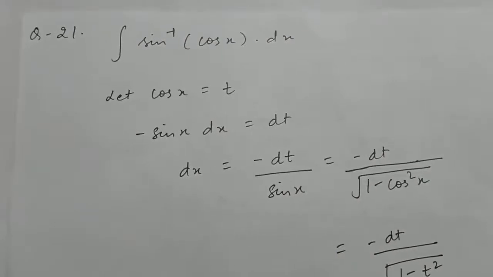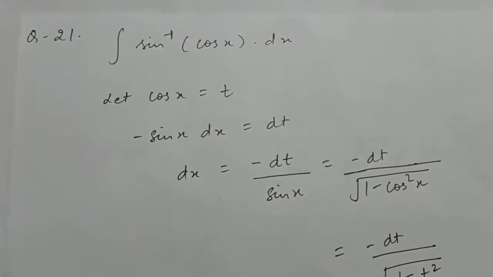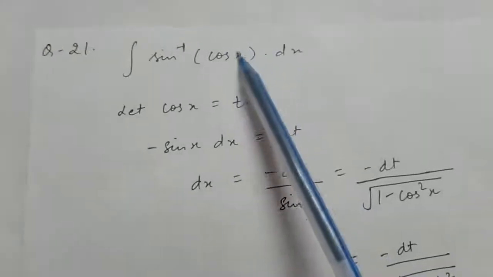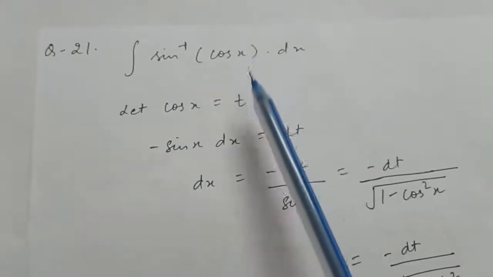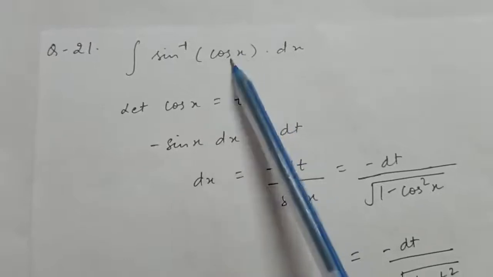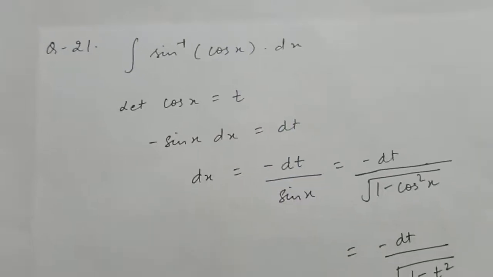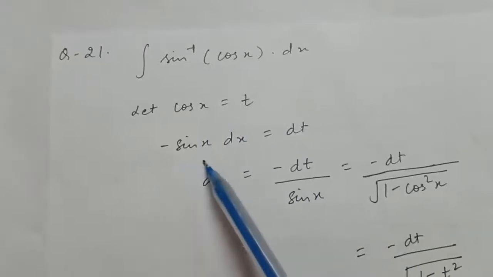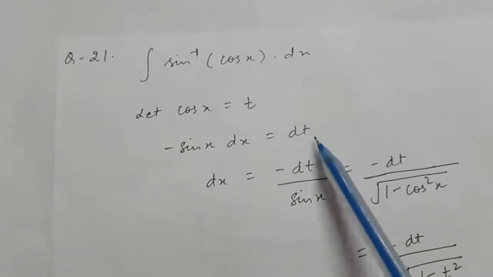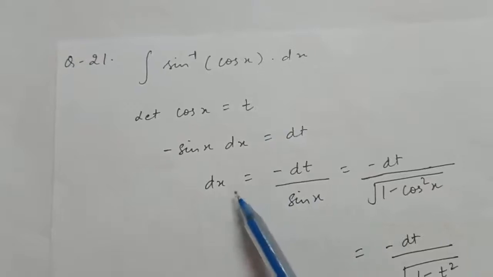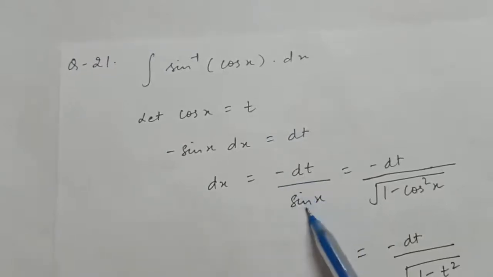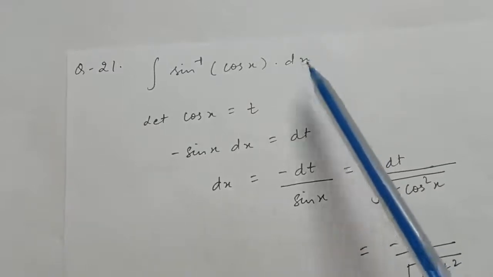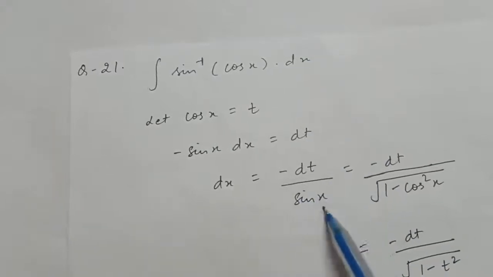21st is integral of sin inverse cos x into dx. So first of all, we'll take the angle as equal to t, because we cannot substitute this directly, right? Now the derivative of cos x is minus sin x into dx equal to dt. Therefore dx will be equal to minus dt upon sin x. So in place of this dx, now we will write minus dt upon sin x.